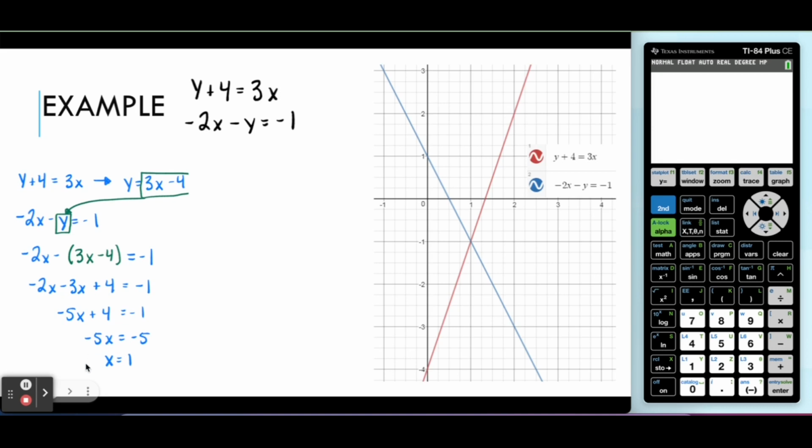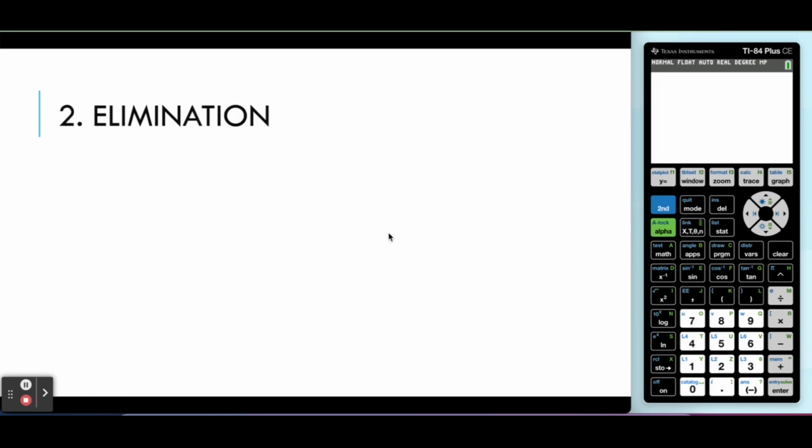That means that I have the x value, and I'm looking for the coordinates, I'm looking for the y value. I replace x in either of the two equations in order to find y, and I get that y is equal to negative 1. Therefore, the solution to this problem is that the intersection point is (1, negative 1). And this was for substitution. Now let's look at the second algebraic method, which is elimination.